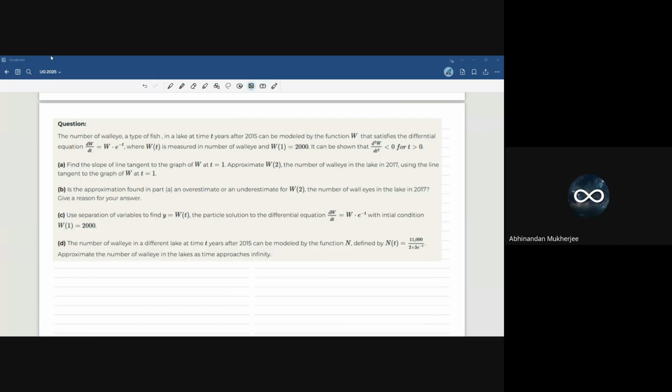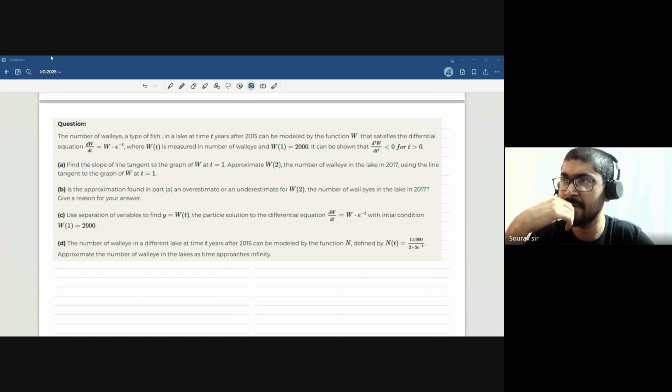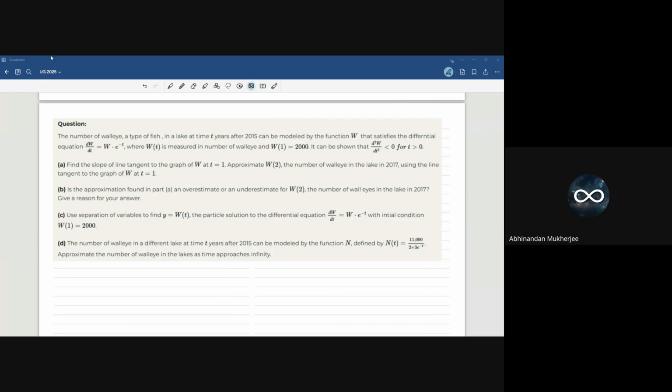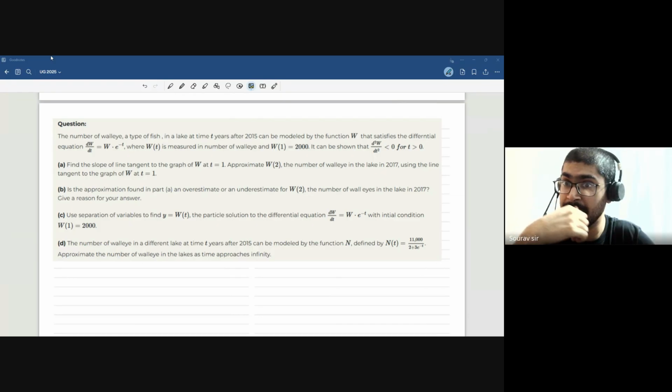W is equal to 2000 e to the power minus e to the power t minus e to the power minus e. e to the power minus t minus e to the power minus e. Yeah, I think that is correct. Do the other parts.